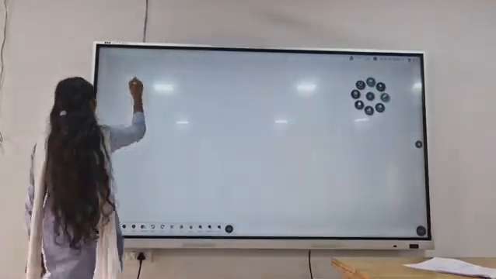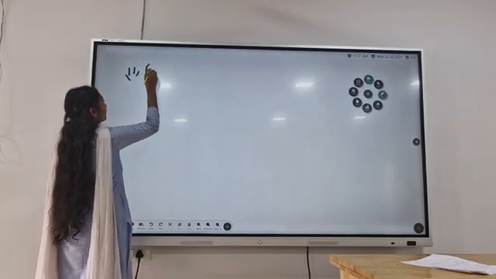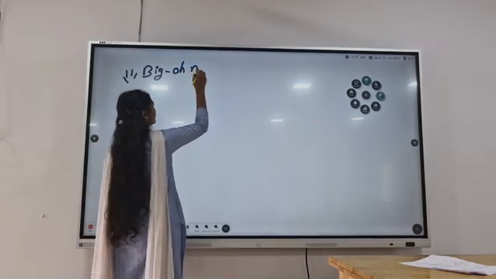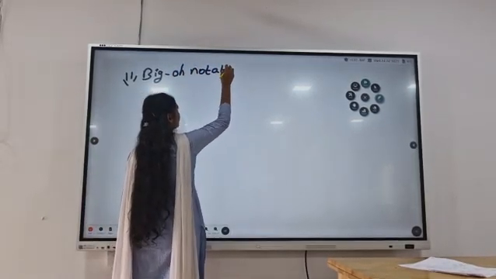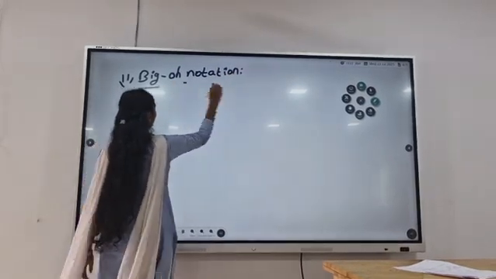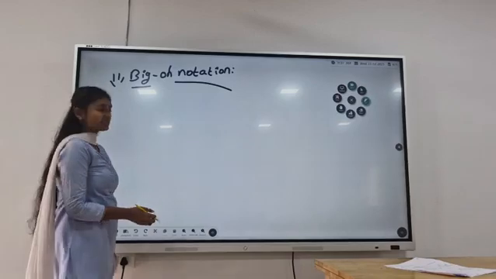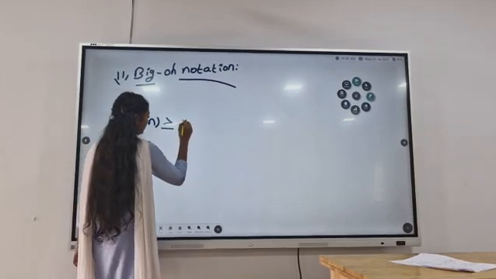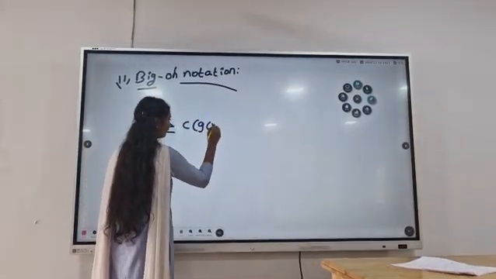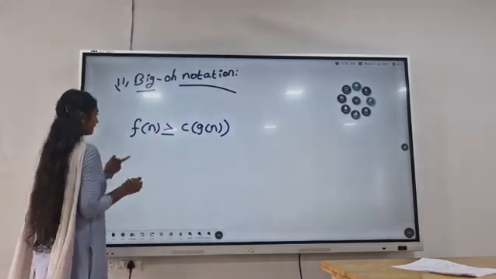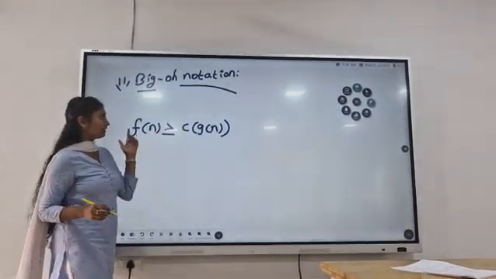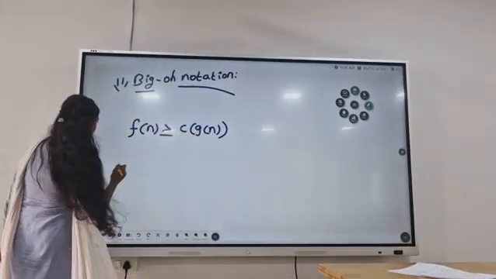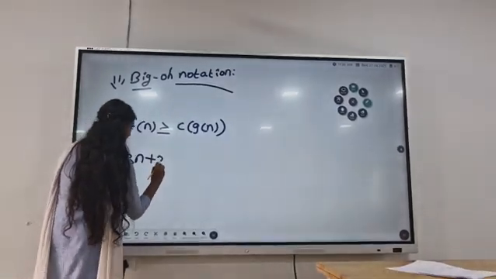So next one, big O notation. The big O notation formula is f of n equals c into g of n. This is the actual time taken. So this is the time we take to run the code.